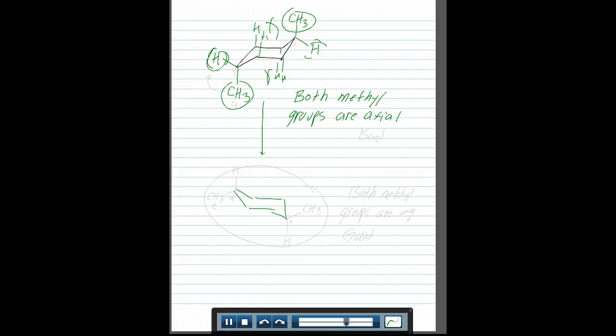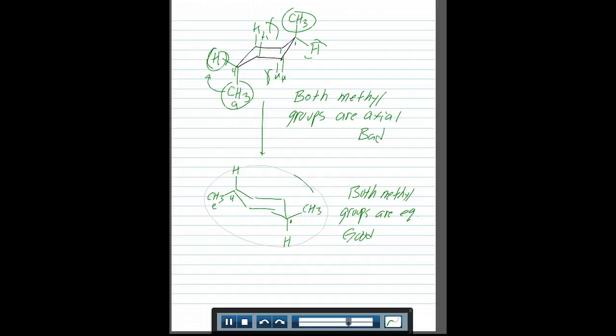Well, this methyl group will start moving up to the equatorial position because it's axial here, so it becomes equatorial here, and your hydrogen goes axial. In the other case here, your methyl becomes equatorial and your hydrogen becomes axial. So remember, this is carbon 1, this is carbon 4. This is carbon 1, this is carbon 4. So now notice both methyl groups are what? Equatorial. This is good. This is bad.